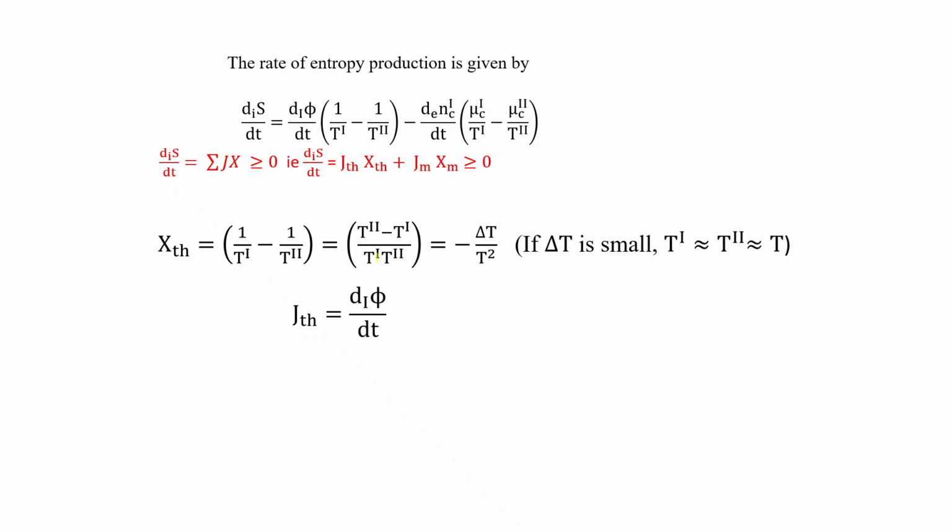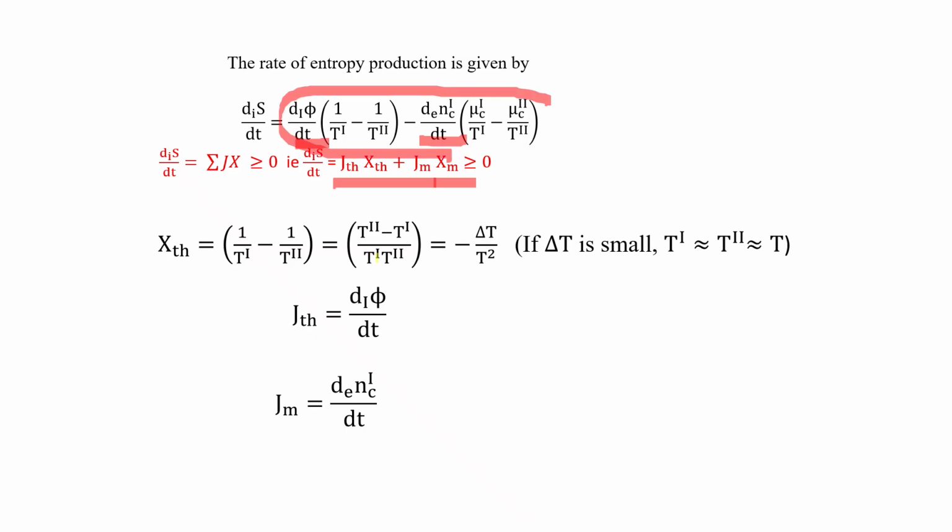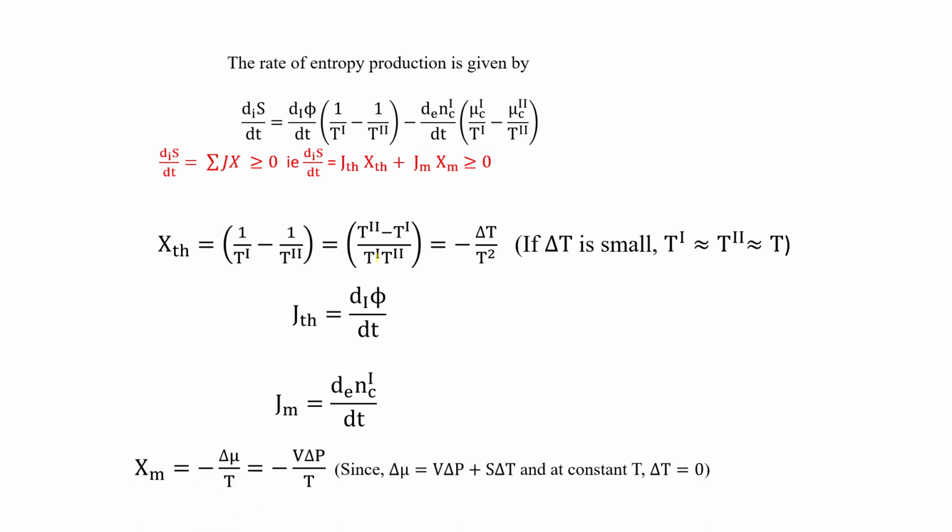So now we know that the J thermal is dπ1/dt, and J m will be dnc1/dt. So both are available here. So now we have equated these two equations, and we have obtained this value.